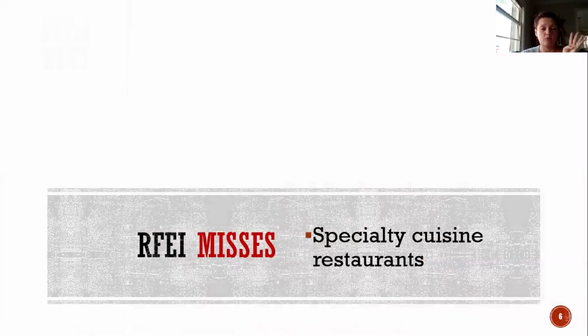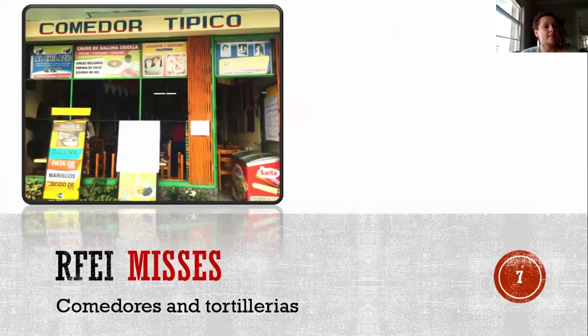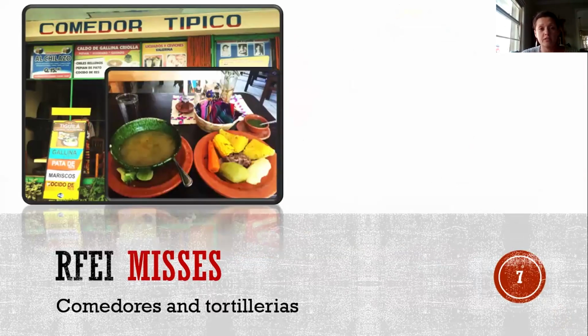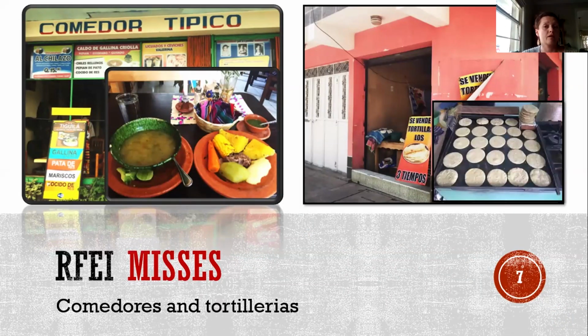The RFEI in these 4 categories misses all sorts of specialty cuisine restaurants that tend to serve up pretty healthy food and that are also independent. The RFEI misses these kinds of comedores, which are eateries that are typically run by women, often by indigenous women, serving up really healthy, traditional dishes from the Mayan cuisine in Guatemala. And it also misses things like tortillerias, where women make tortillas by hand 3 times a day that are healthy and that are needed and providing a very important staple for food security in the country.